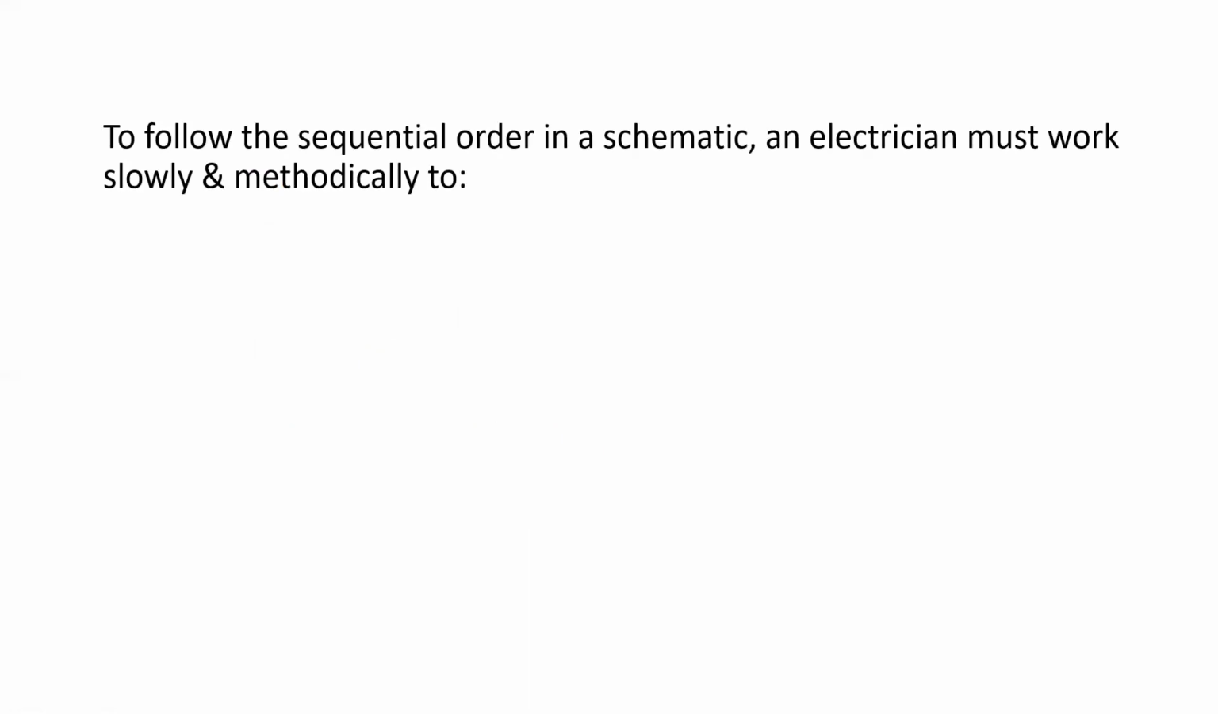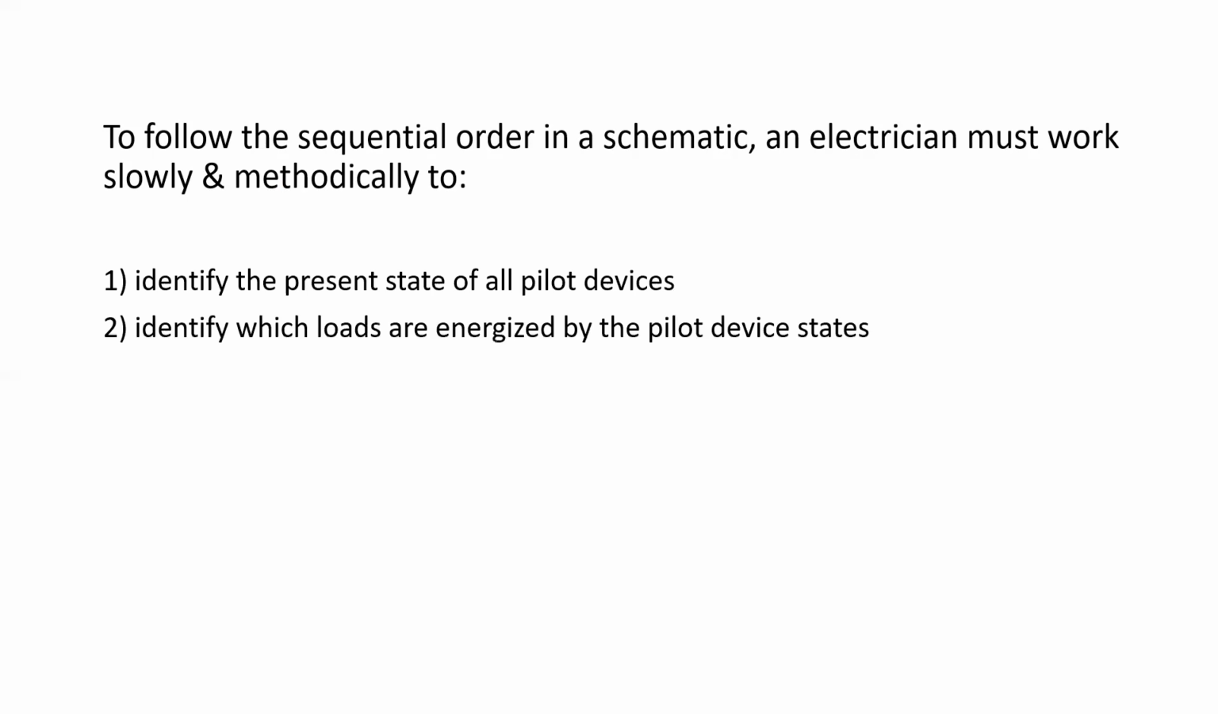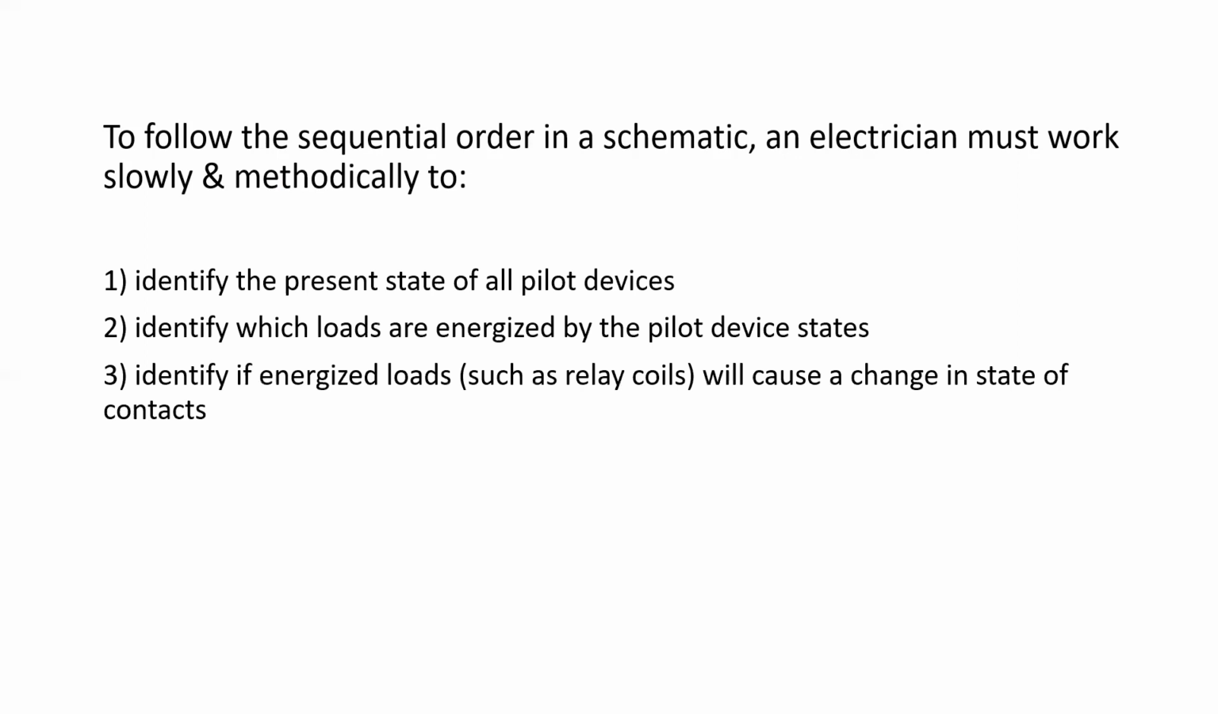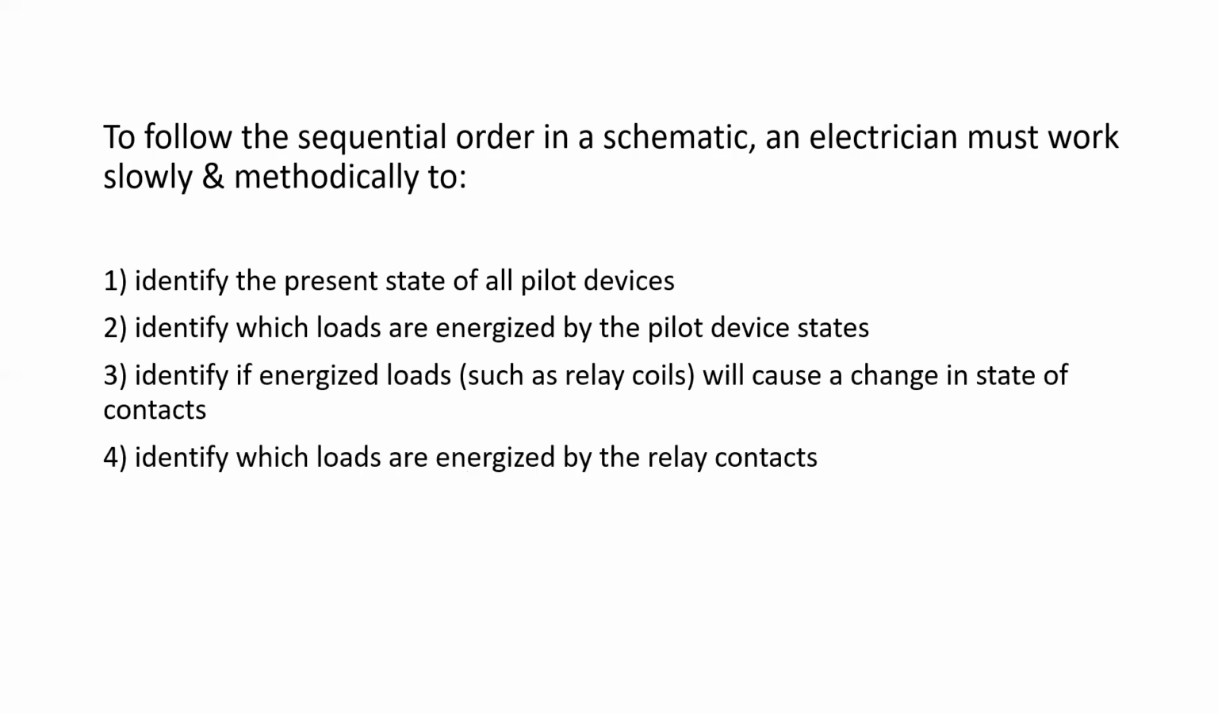To follow the sequential order in a schematic, an electrician must work slowly and methodically to identify the present state of all the pilot devices in the system, identify which loads are then energized by the pilot device states, identify if energized loads, such as relay coils, will cause a change in state of further contacts, and identify which loads are energized then by those relay contacts. Once we finish that, we must return to step one because as the system operates, pilot devices will change state.